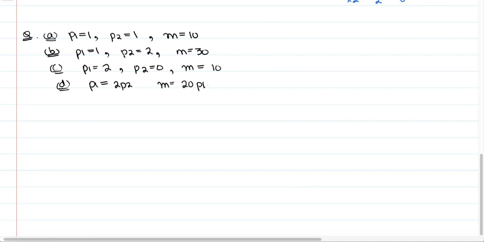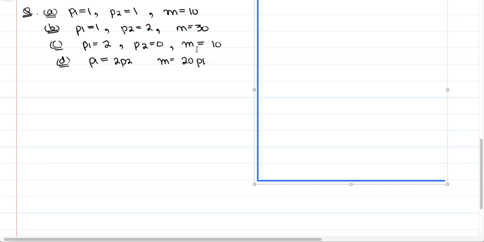Okay. So first of all, I should have this bigger version of the things like this. Okay, the first case, you have P1 is 1, P2 is 1, income is 10. So you have x2 here, you have x1 here. P1 x1 plus P2 x2 equals m. So this is 1 into x1 plus 1 into x2 equals 10, right? So when x1 is 0, x2 is 10. And when x2 is 0, x1 is also 10.